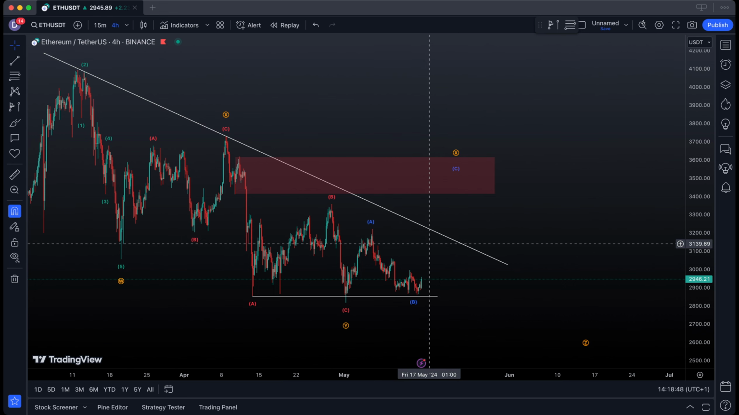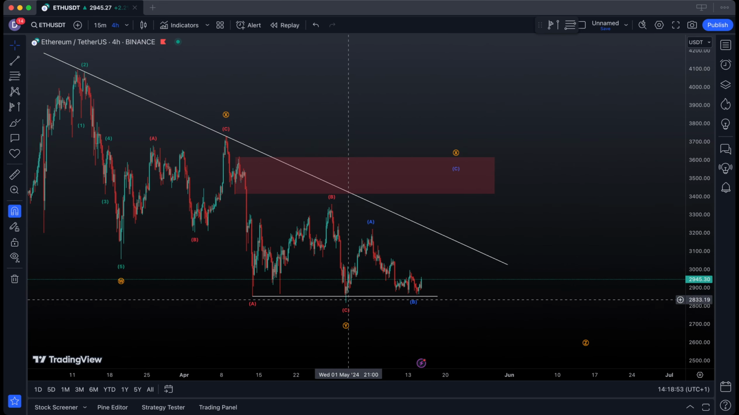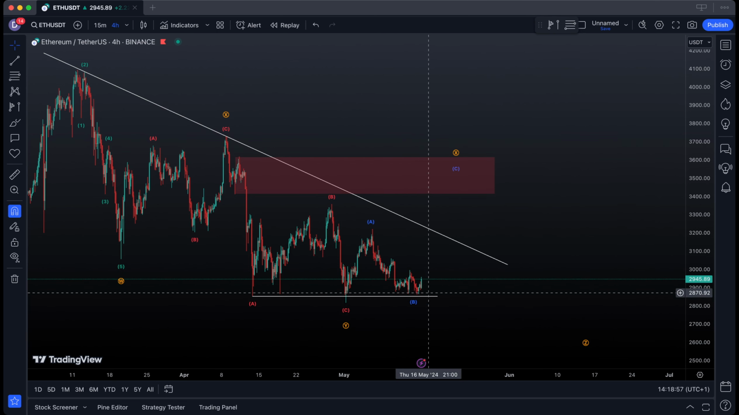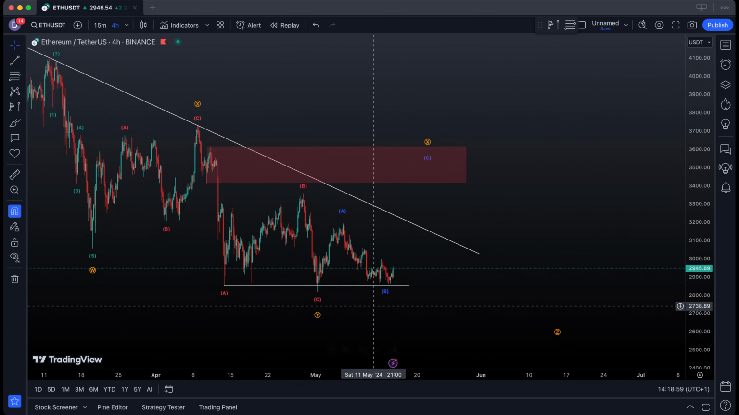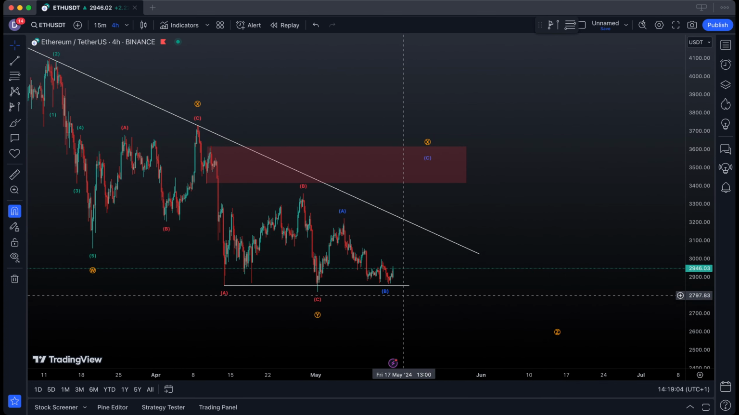So obviously, invalidation of this move up is going to be losing this low over here, because not only will that invalidate this as a bullish move, it will also invalidate this count, and then it could potentially be something like a W, X, and a Y down here for a swing failure pattern below $2,800.